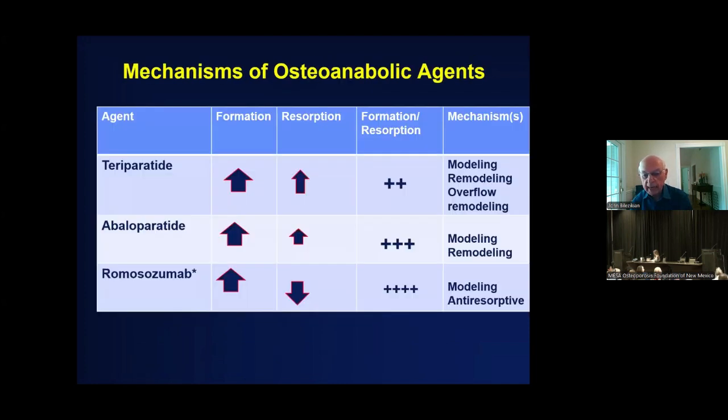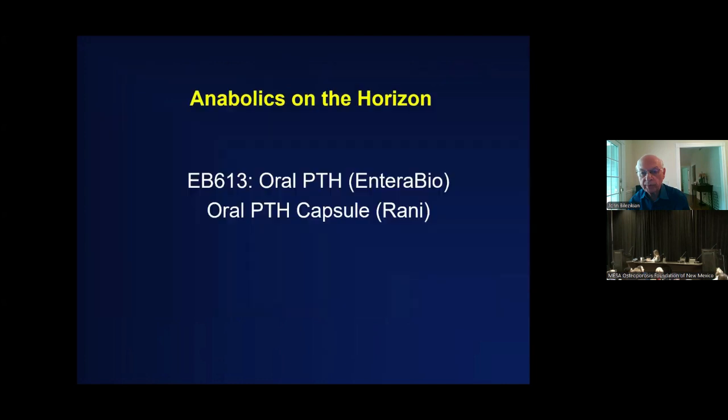So this table now I filled in with Romo. Again, a nice anabolic agent. It does reduce bone resorption. And if you want to look at this ratio, you might give romosozumab another plus on the ratio of formation to resorption. Now, we do have a few minutes, Lynn, and I'd like to touch on the horizon of anabolics.